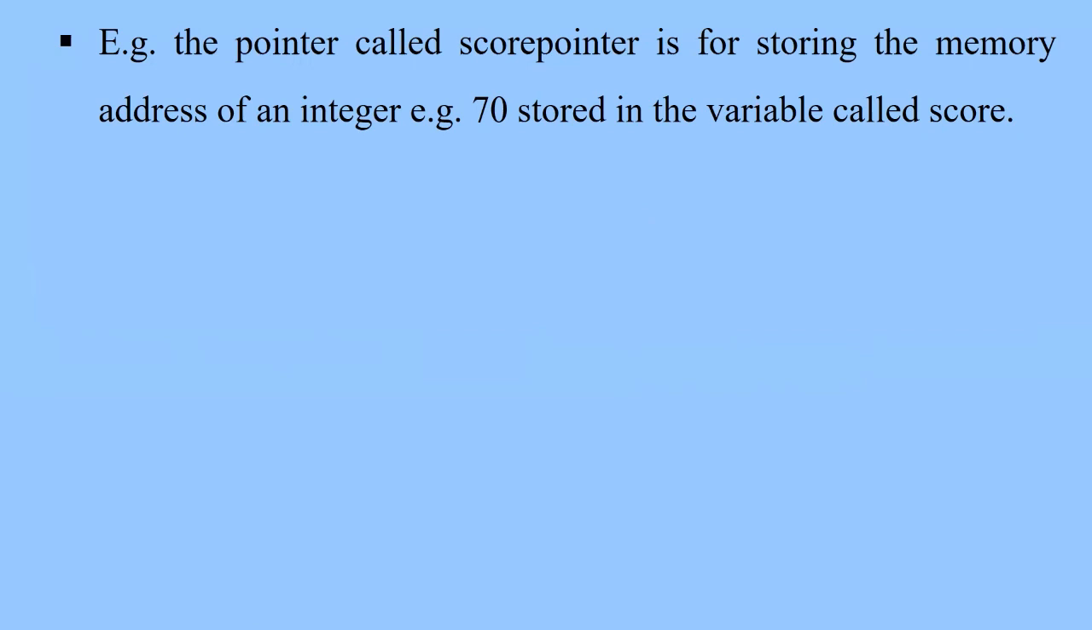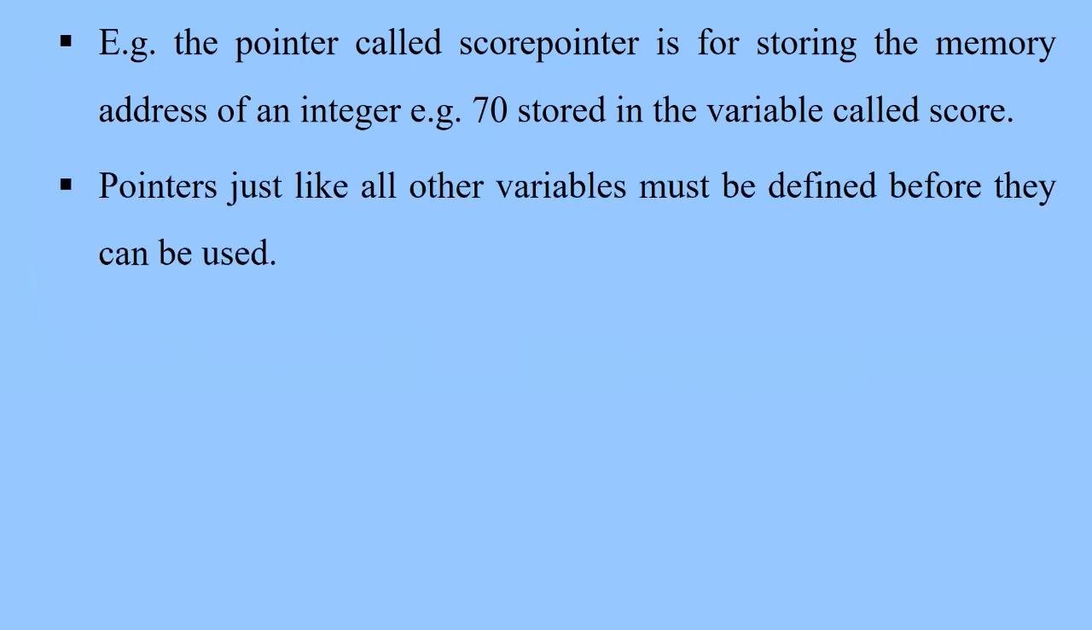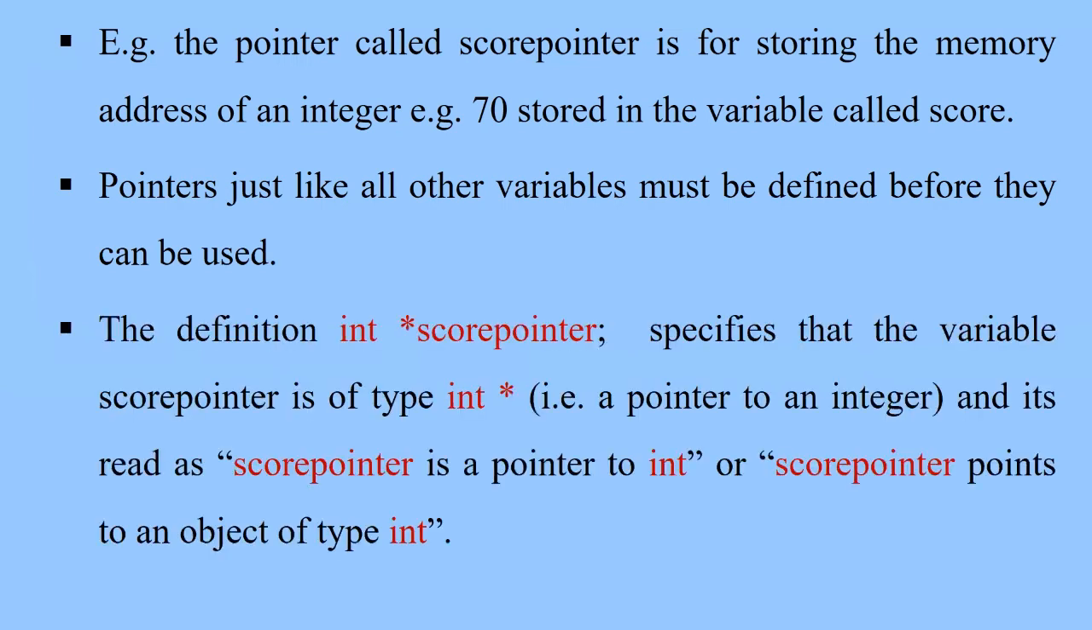For example, 70 stored in the variable called score. Pointers, just like all other variables, must be defined before they can be used. The definition, for example, int *scorePointer specifies that the variable score pointer is of type int *, that is, a pointer to an integer. Wherever you see the referencing operator accompanied by a type, for example, type int followed by the referencing operator, that reads as a pointer to that type.